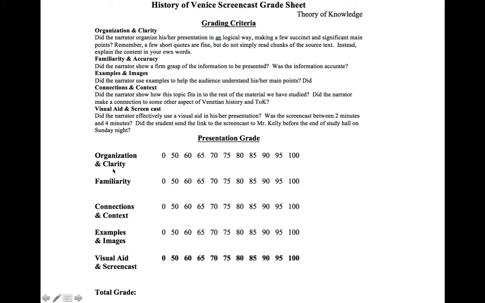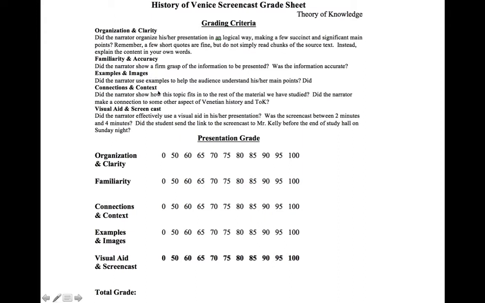Here's the criteria that you should follow when you're making your presentation. It should be organized and clear. You should show a lot of familiarity with the period of time in Venice that you're studying, and it should be accurate, right? You should try to get your facts straight. Use a lot of examples and images. I think I have an image on just about every slide. I try to make my images big, and I try to make slides not have too much text so that it's clear for the viewer to see the pictures.